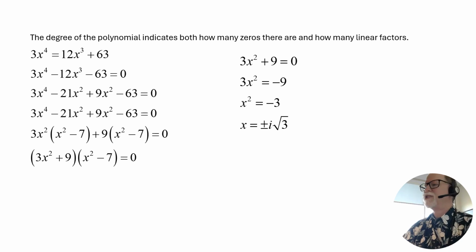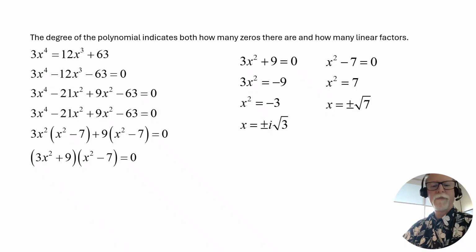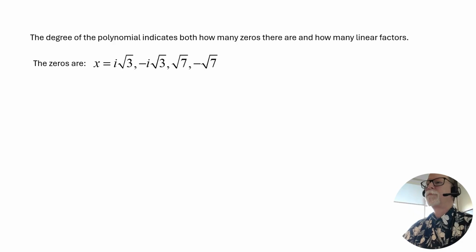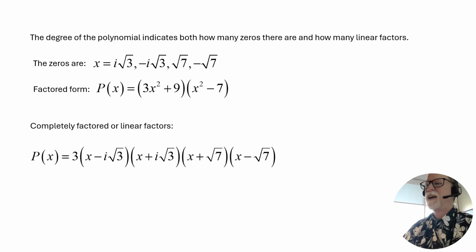We get some imaginary off that first one, and then just regular square root off the second one. Make a list of the zeros. Factored form, I just kept the quadratics, that's fine. Completely factored is always linear, or it might say linear factor specifically like that. Now, I think we're done.